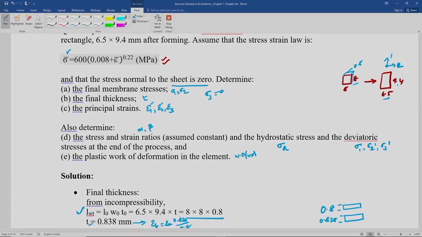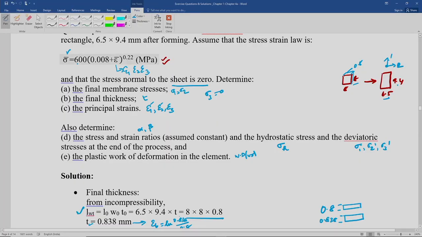That is the route we are going to follow, and to get epsilon bar here, we are going to use epsilon 1, epsilon 2 and epsilon 3, which we already know. Before we go for calculation, I just want to focus on the form of this equation. We have not studied this equation until now. We have studied 600 epsilon power 0.22, sigma bar is equal to k epsilon bar power n. But here we are adding one more part to it, 0.008, a small value which is called the pre-strain. We will see its significance in the next section, but the flow stress model, the effective stress equation relating it to effective strain, is different in form now.